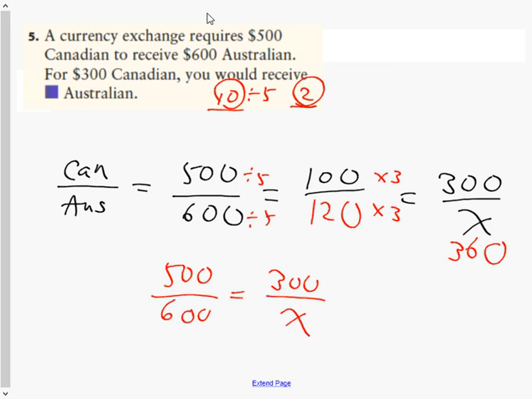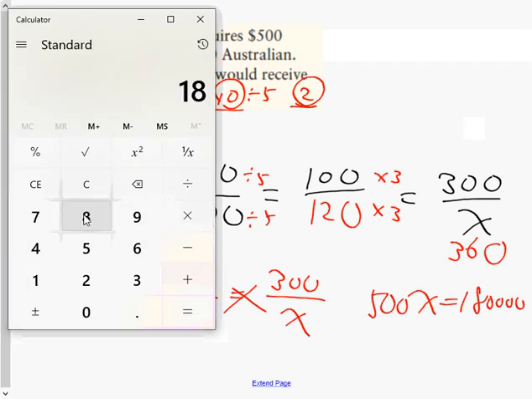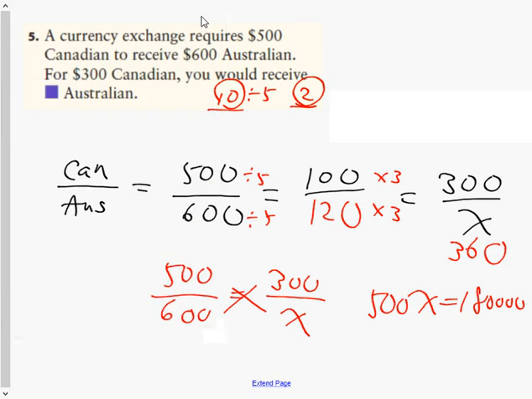But there's a third method. What's that third method going to be? The algebra. And we got this simple one here that's going to be 500x is equal to 180,000. If you divide 180,000 by 500, you get the exact same thing. 180,000 divided by 500 is 360. No matter how you did it, you get $360 Australian.